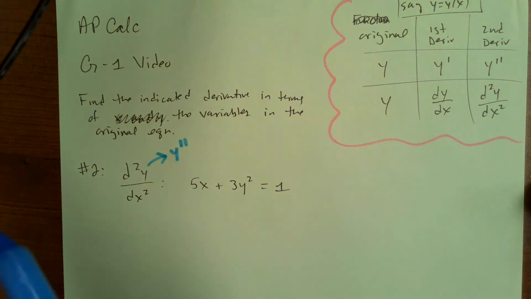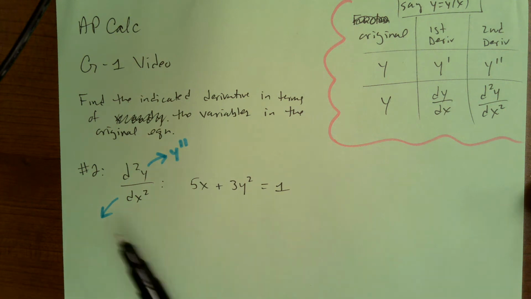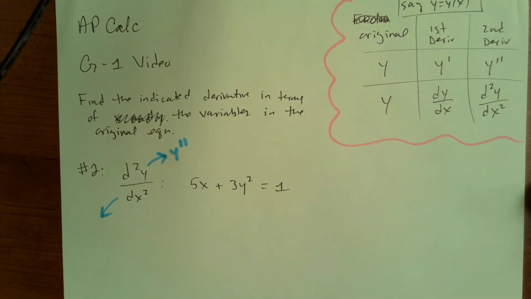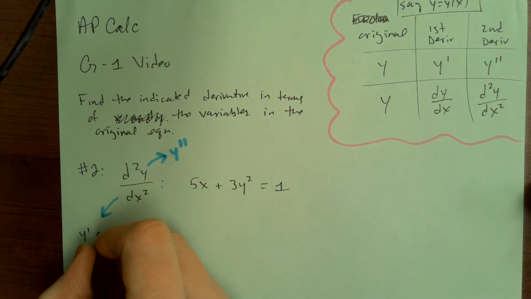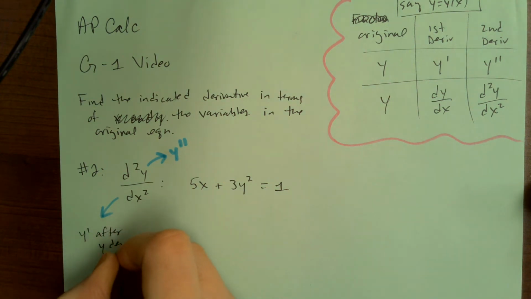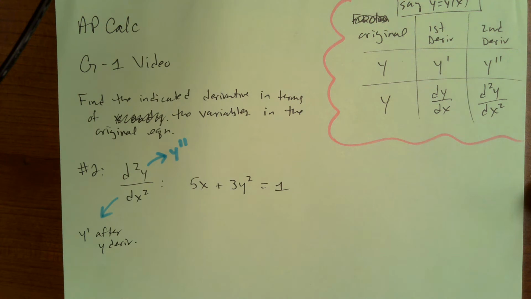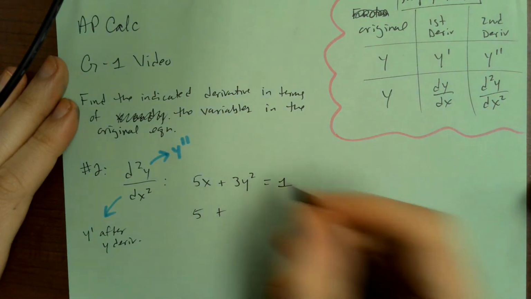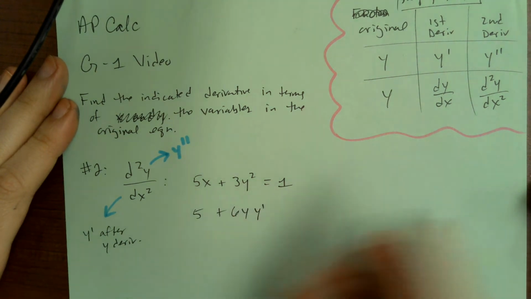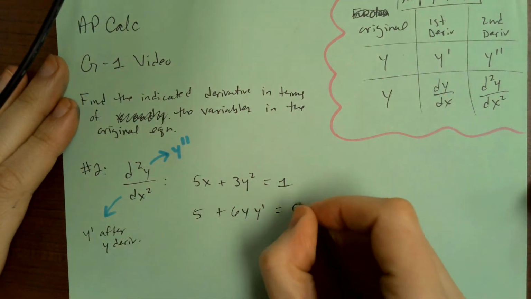And let's just make a note. Remember, by asking us to find this, they are implying that y equals y of x. That means we're going to need a y prime after a y derivative, because that's where the chain rule would be happening. All right, let's do it. The derivative of 5x is 5. Derivative of 3y squared is 6y, y prime, because of this. Derivative of 1 is 0.